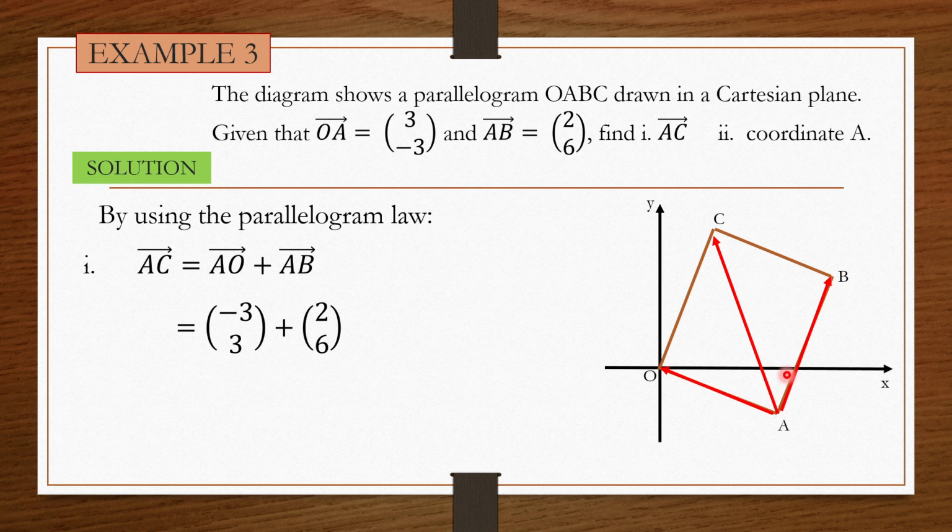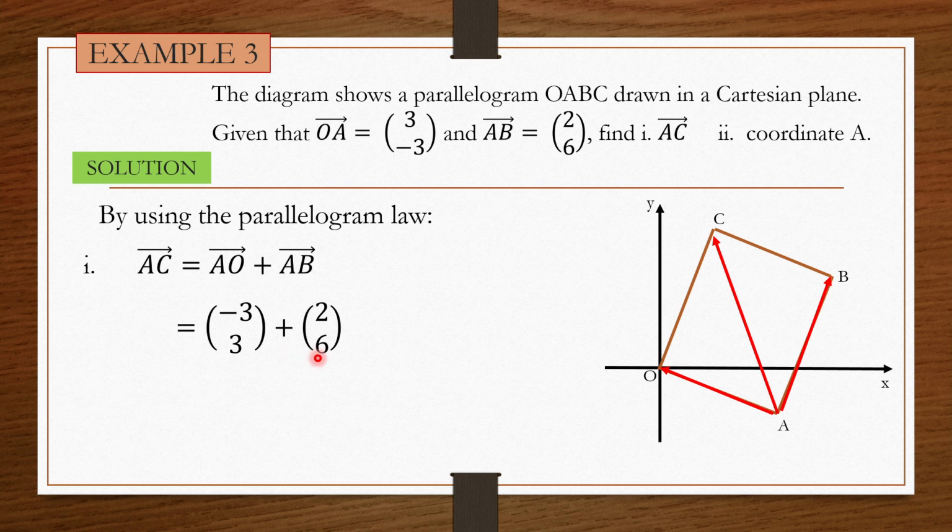Okay, so next, since we have OA given as 3, negative 3, in order to find AO, you just change the sign because AO will be moving in the opposite direction of OA. Therefore, you change the sign. So from 3, it becomes negative 3 and negative 3 becomes 3. Again, remember, if you are given OA as 3, negative 3, AO will be negative 3, 3. Change the sign. Continue with plus AB.